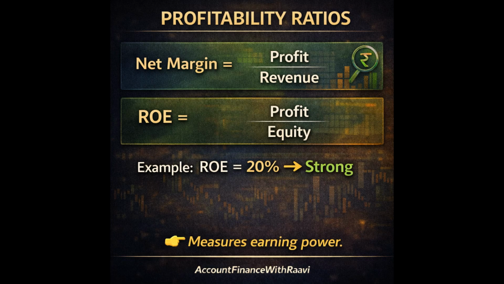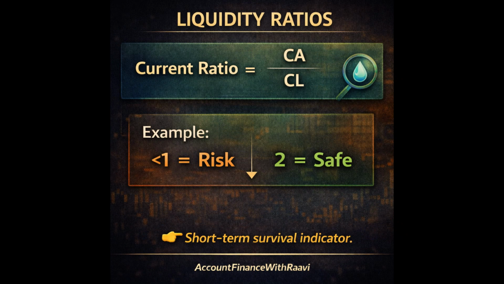When it comes to profitability ratios, as we discussed earlier, they mainly focus on efficiency, that is, how the company is performing. So here we can see the net margin of a company is 20%. These profitability ratios mainly focus on the earning power of the company. Then liquidity ratios mainly focus on the short-term solvency of a company, and can be considered the short-term survival indicator of a company. So here we took an example of the current ratio.